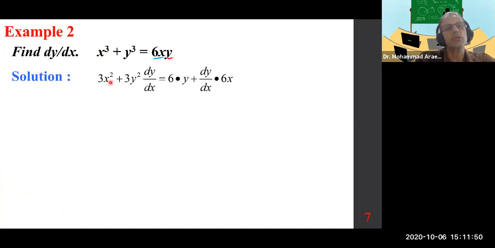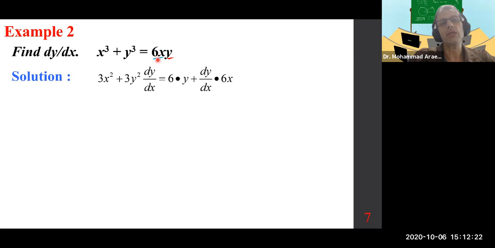X cubed gives you 3x squared. Y cubed, 3y squared dy dx, or y prime. It doesn't matter which one you write. You write what they ask you if you're doing the homework or exam question accordingly. Either way is fine, y prime or dy dx. Now, when you look at this part, you can keep the 6 out as a multiplier or just get it involved with one of them. Either way makes no difference. I'll show you that in a moment also.